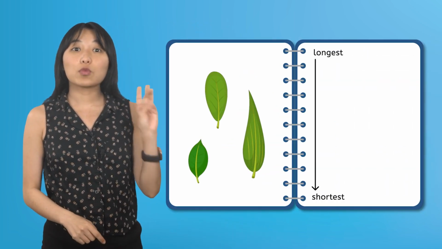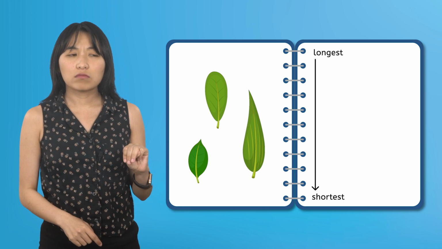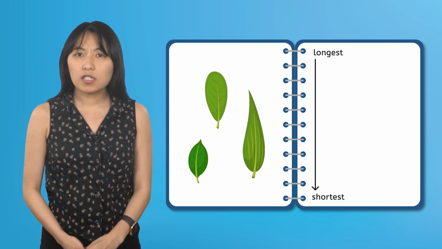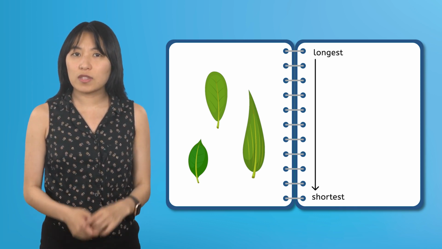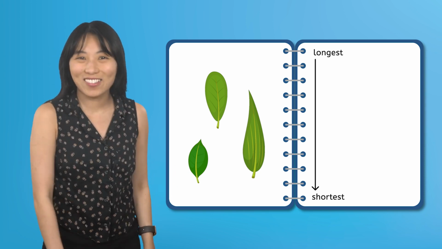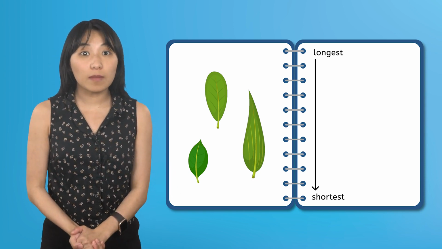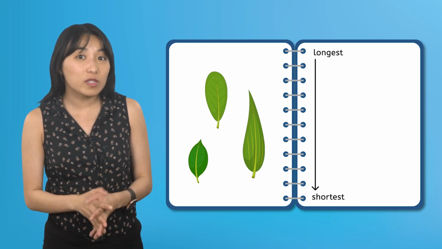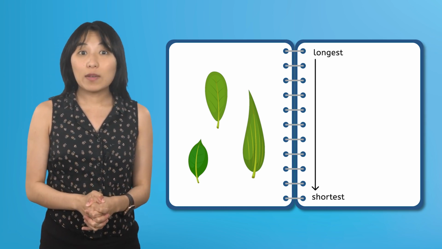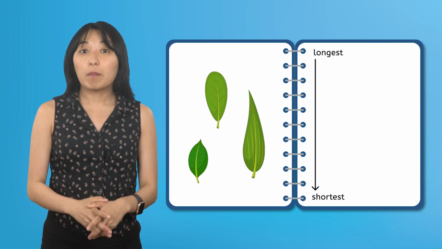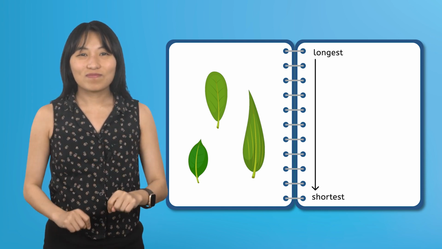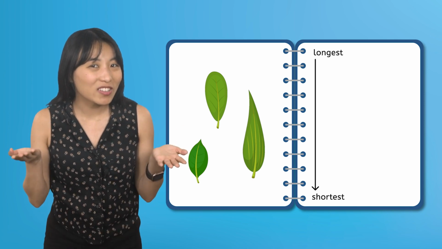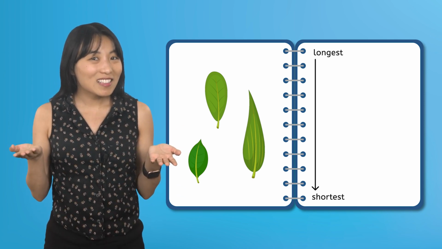Now, let's move on to the leaves. Just like the rocks, we have 3 leaves to compare. Milo didn't include the exact measurements with these leaves. That's okay. We can still sort them. Since we don't know exactly how many snap cubes long each leaf is, we will have to compare the lengths by looking at them. Can you tell which leaf is the shortest?